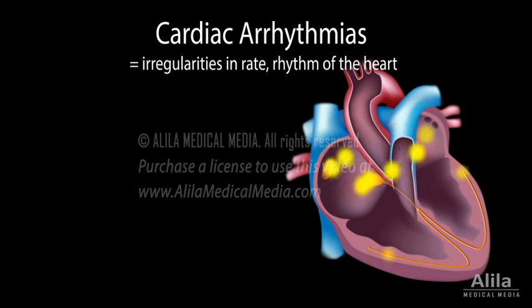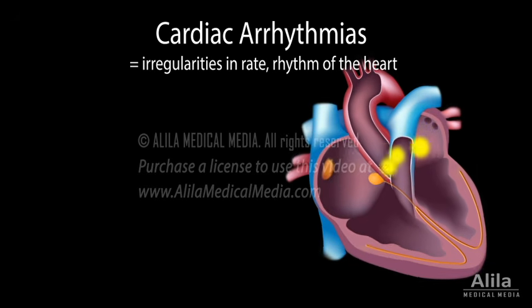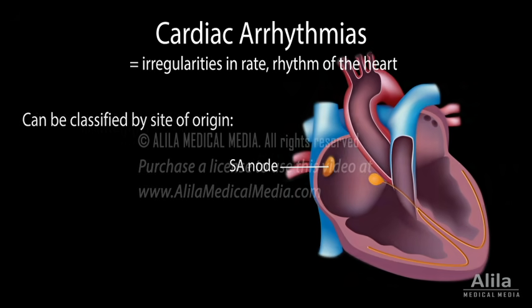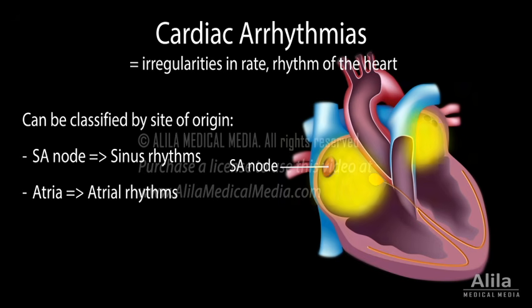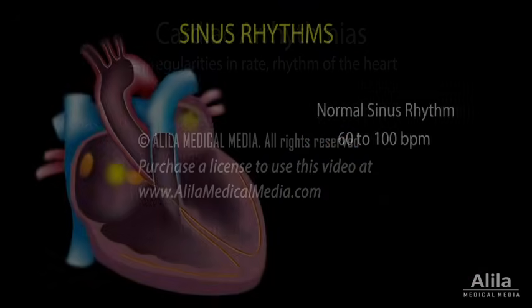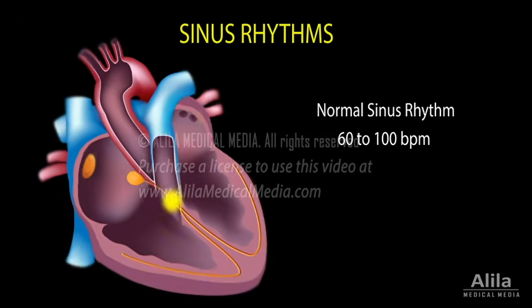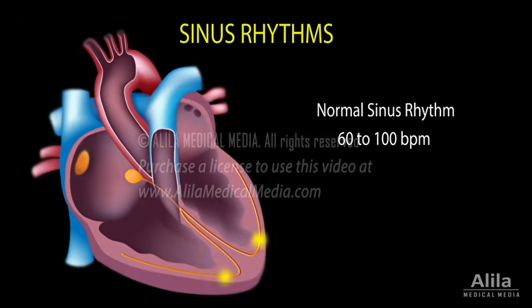Cardiac arrhythmias are irregularities in the rate and/or rhythm of the heart. They can be classified by site of origin into sinus rhythms, atrial rhythms, and ventricular rhythms. Sinus rhythm is set by the heart's natural pacemaker in the SA node.